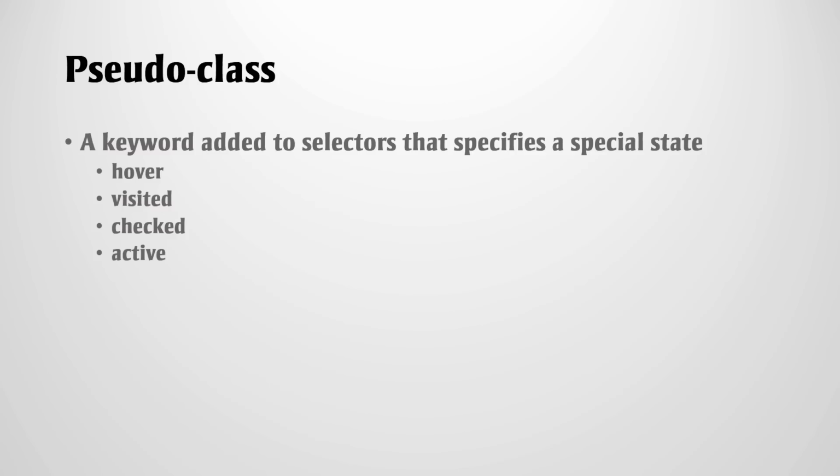A CSS pseudo-class is a keyword that's added to selectors that specifies a special state of the element to be selected. So for example, hover would apply a style when the user hovers over a specified element. Pseudo-classes let you apply a style to an element not only in relation to the content of the document, but also in relation to external factors like the history of the navigator. So visited is a good example, and we'll explore that later on. The status of the content, like checked on some form elements, or the position of the mouse, like hover, which lets you know if the mouse is over an element or not.